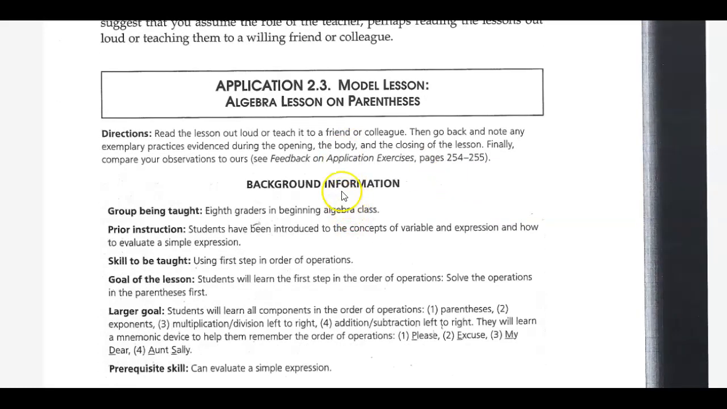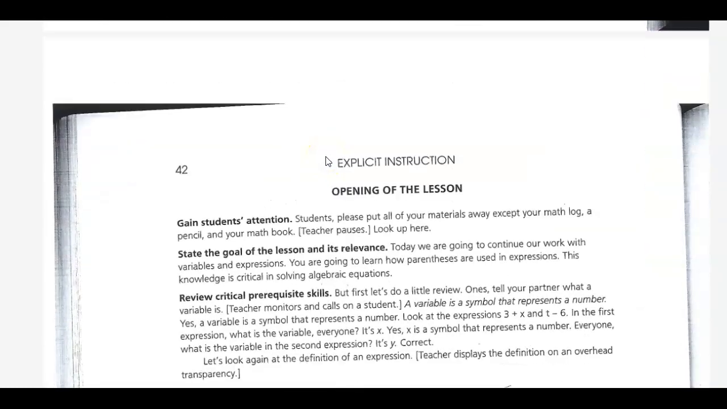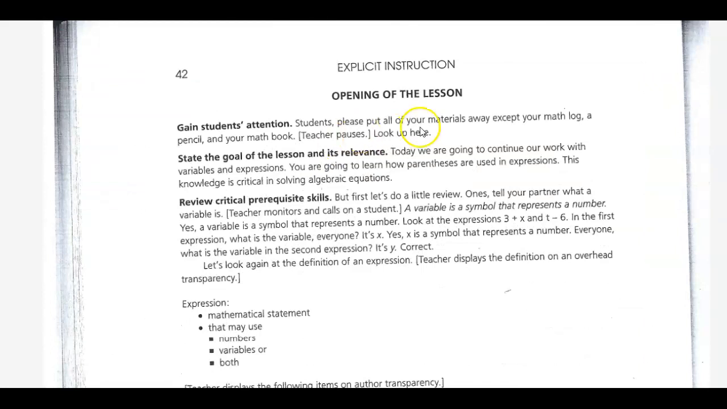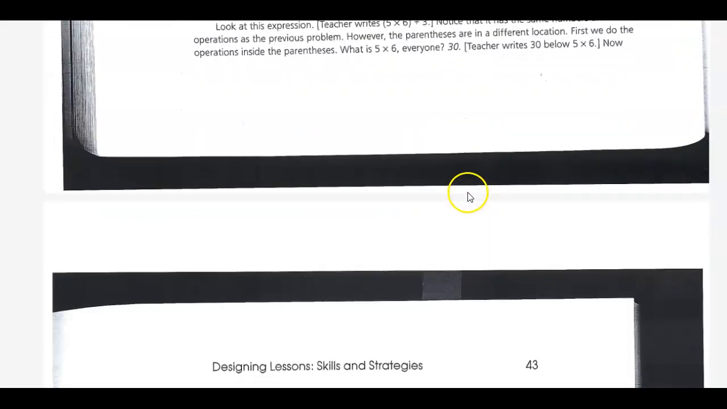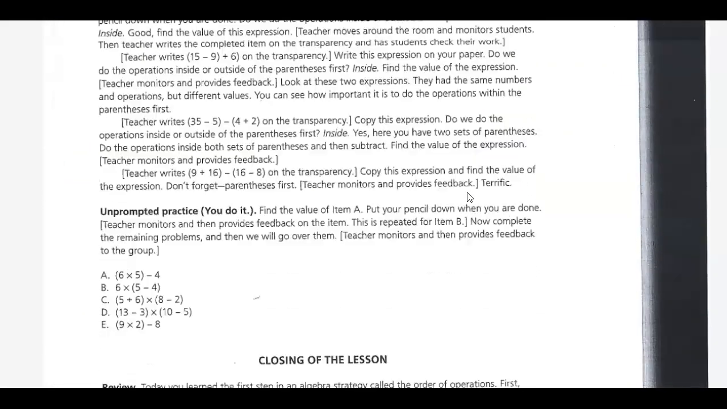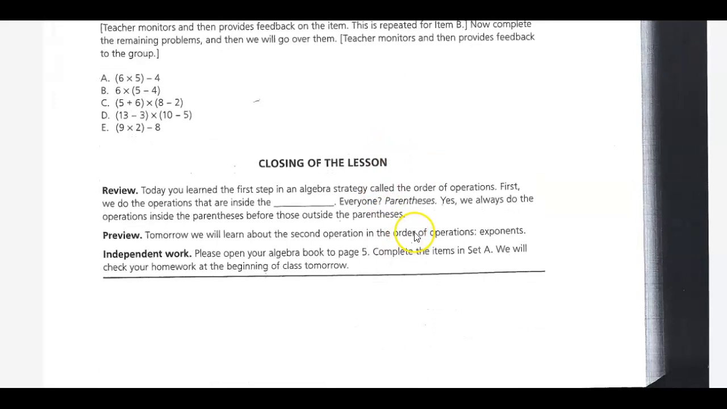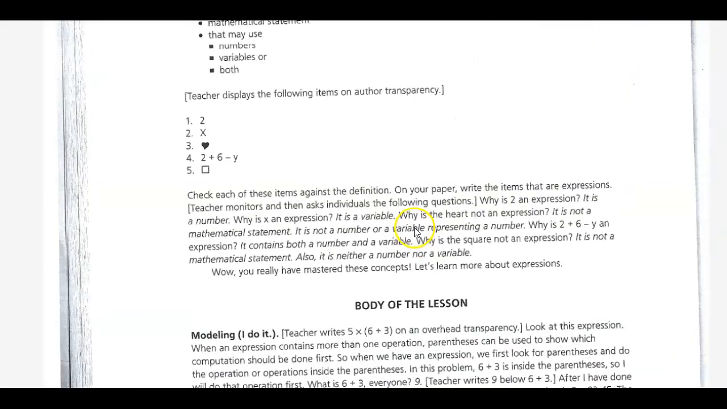Okay, so here's the background information. You will read this. Oh, look at that. It rotated all the pages. There's the opening of the lesson. There's the body of the lesson. And here is the closing of the lesson. So you're just going to read through this lesson.